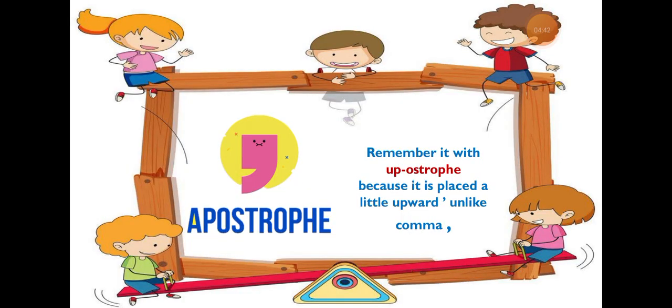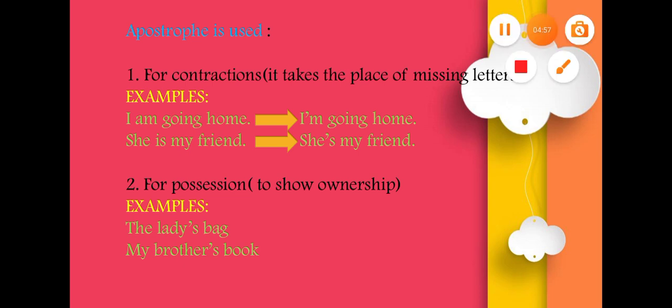Okay, now apostrophe. Remember it with apostrophe because it is placed a little upward, unlike a comma. So you can say it's like a comma, but we place it upwards. So up-strophe means up.